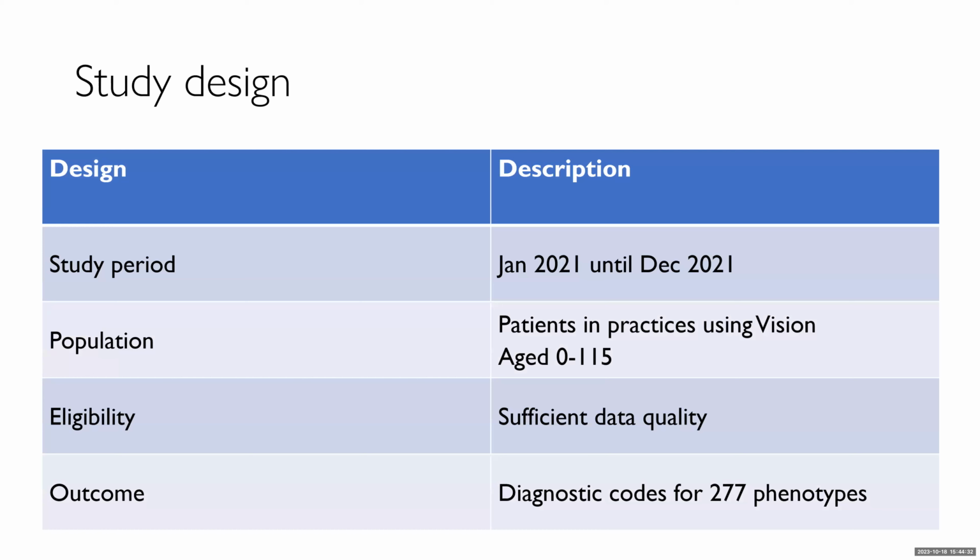And in particular, we're only going to look at the year of 2021, and we've extracted for this study all patients aged 0 to 115. The only eligibility criterion was sufficient data quality as judged through the CPRD processes. And we're looking at those 277 phenotypes in this study.